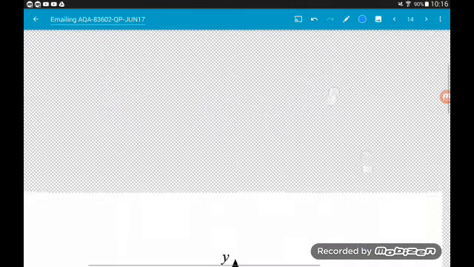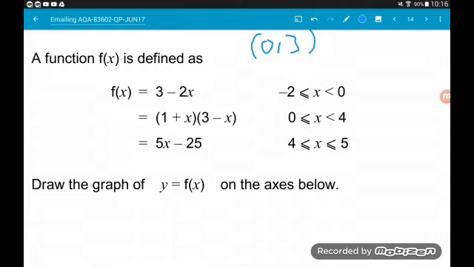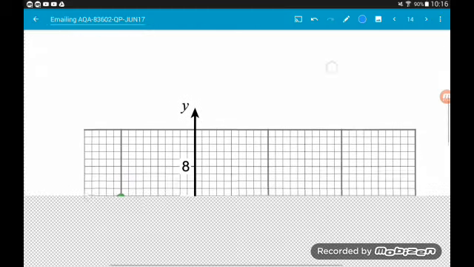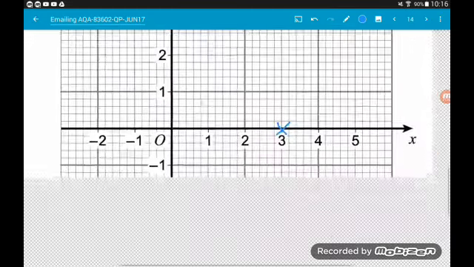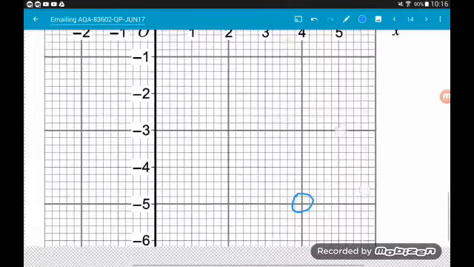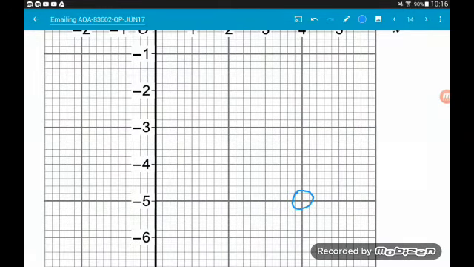Then the next coordinate point I would plot is the other end of it. So when x is 4, we get 1 plus 4 is 5, 3 minus 4 is minus 1. We get 5 times minus 1. So that gives us minus 5. So another point we can plot is 4, minus 5 again. That's a strict inequality. So for now I'm leaving it hollow. So that circle down there is the point 4, minus 5.